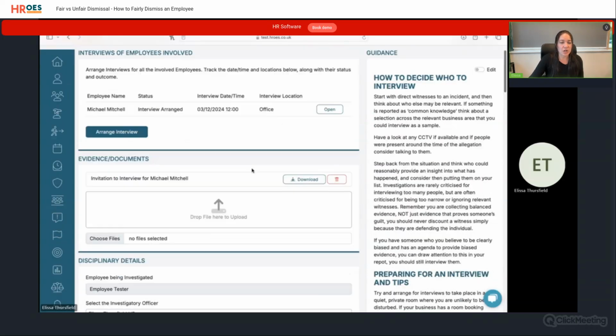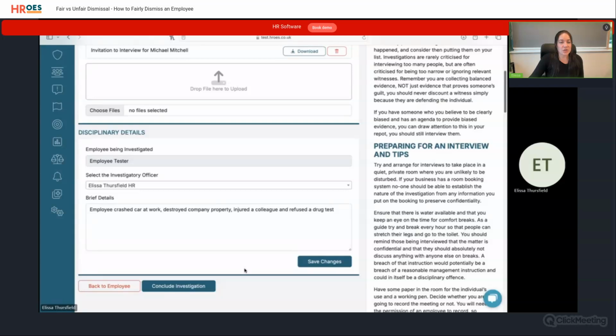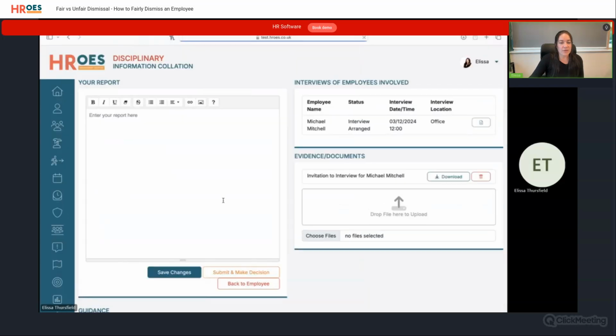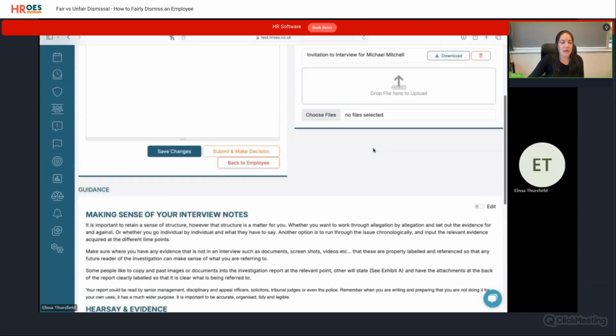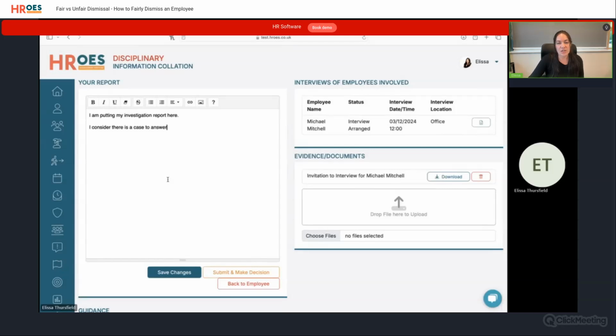So moving on to concluding. This then gives you the ability to type up your investigation notes in here. So I'm putting my investigation report here, and I consider there's a case to answer. Now, if you are someone like me who likes to have everything on one page, you can see here the interviews that have been done and any documentation that's been dropped, so you can refer to it whilst you're writing your report.